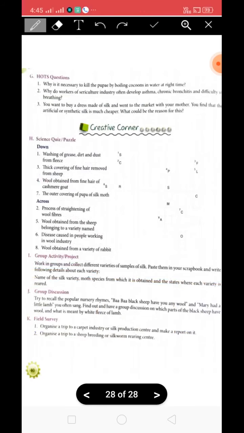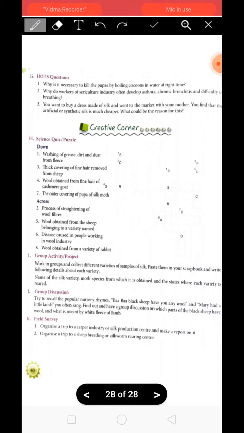Now next question, question number 3. You want to buy a dress made up of silk, went to the market with your mother, and you find that the artificial or synthetic silk is much cheaper. What could be the reason? The reason is simple, that artificial silk is synthesized in factory in a very short period of time by using petrochemicals. So it does not require that amount of hard work. It does not require that long period of wait and continuous work.